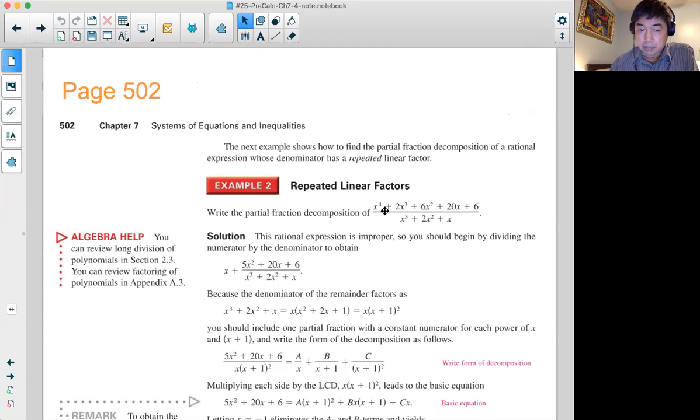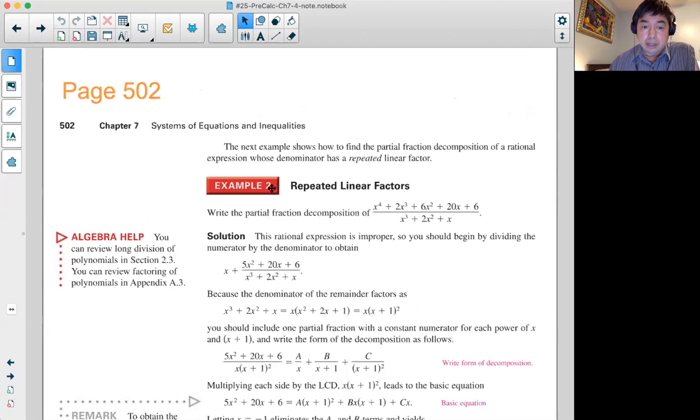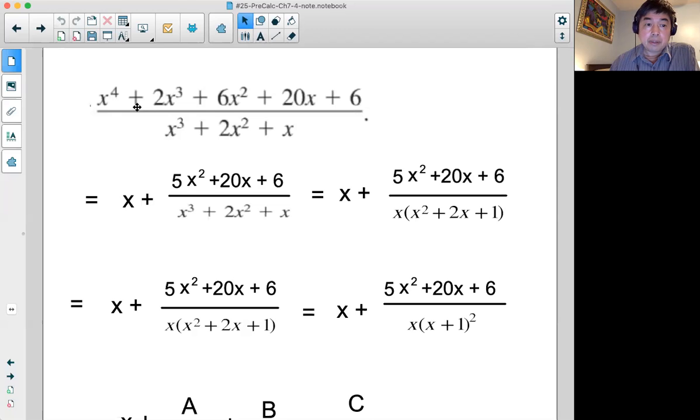So this is example 2, and in our class, we did this one, right? The question is, write the partial fraction decomposition of what they give you: x to the fourth power plus 2x to the third power plus 2x to the second power plus 20x plus 6, divided by x to the third power plus 2x to the second power plus x.